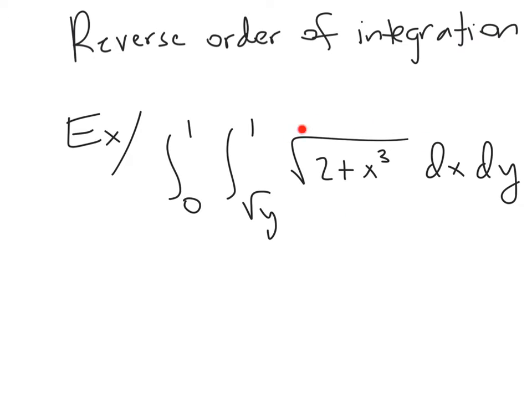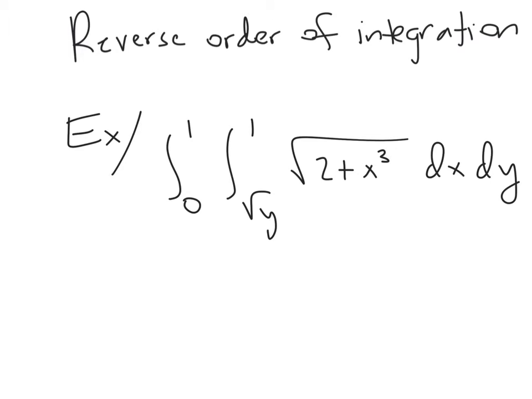There's not an obvious u substitution that we can do to simplify this, because if we somehow substituted for an x cubed, we'd want a 3x squared floating around, and we don't have one. So it's not obvious how to approach this at all, and in this kind of case, one of the things that we often try first is reversing the order of integration.